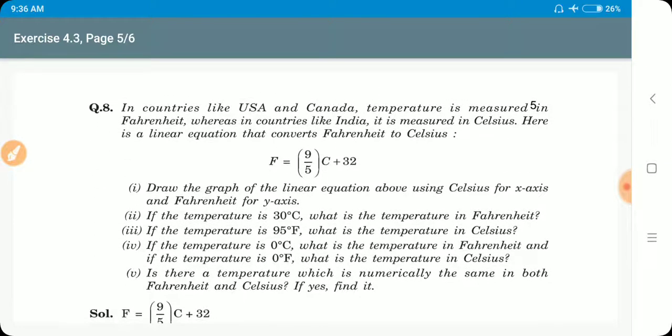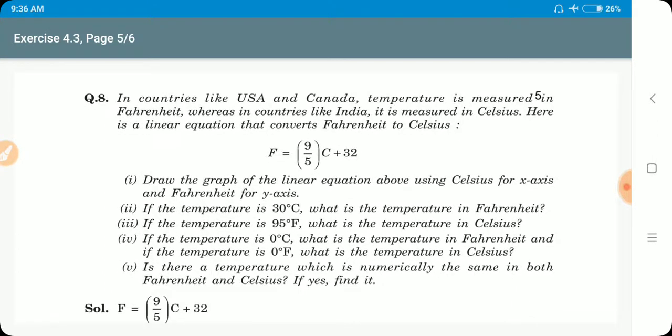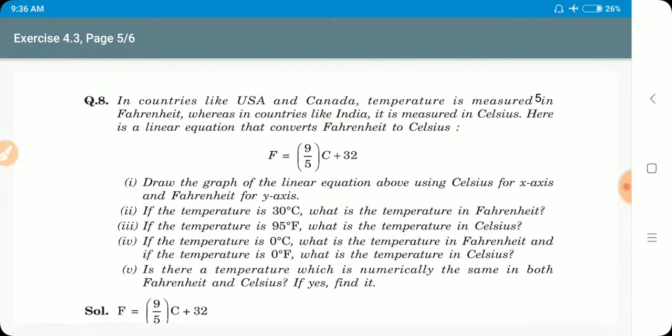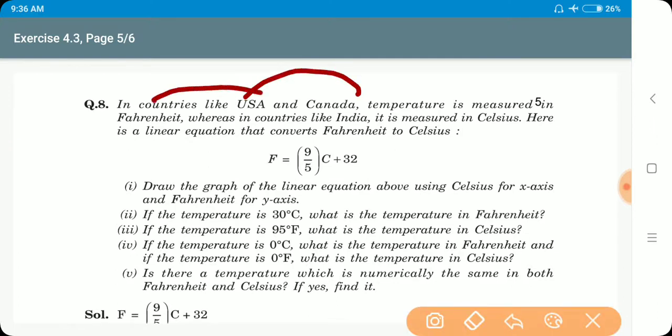Now I am going to explain the next one. In countries like USA and Canada, temperature is measured in Fahrenheit, whereas in countries like India it is measured in Celsius. Here is the equation: F = 9/5 C + 32.